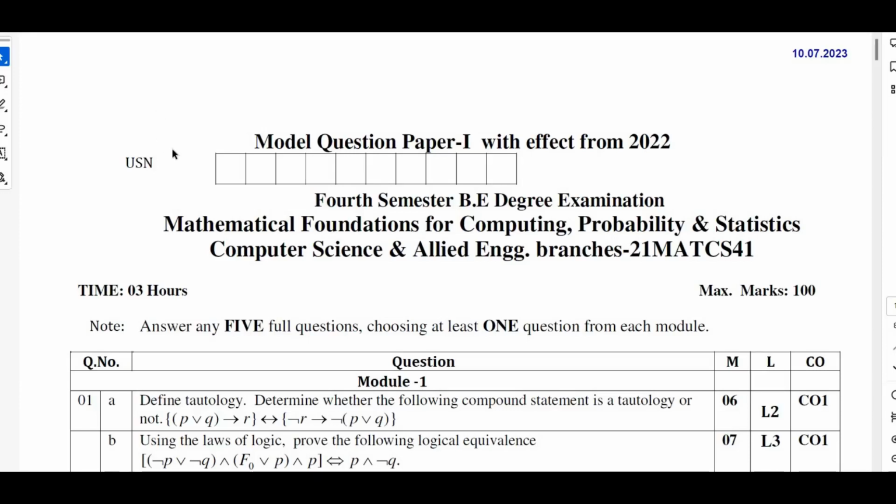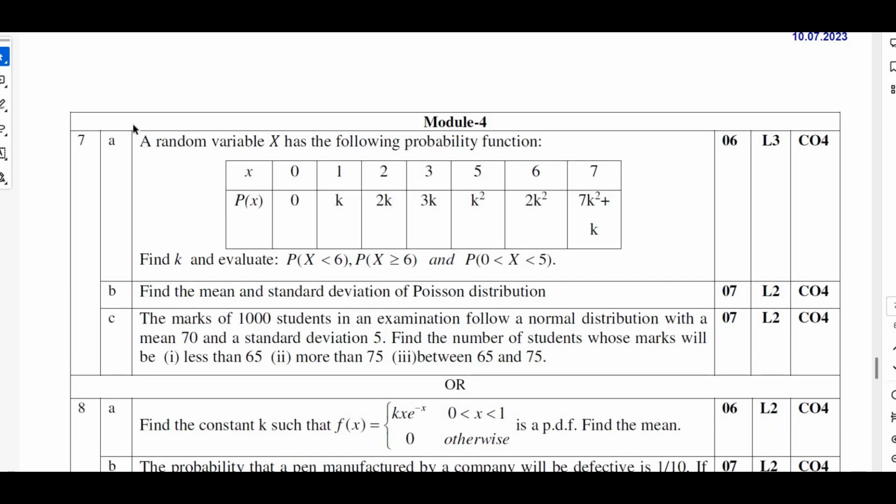In this video, I will be solving the model question paper 1 and 2 of module 4. So I am giving complete solutions of module 4. The module name, probability distribution, is common for both CS branch and EC branch.